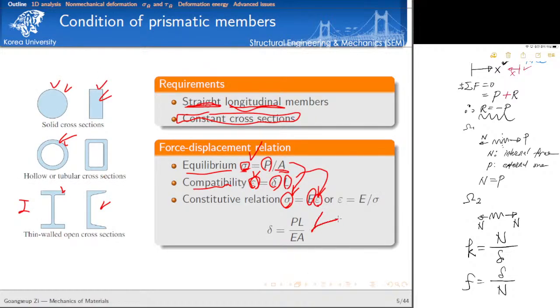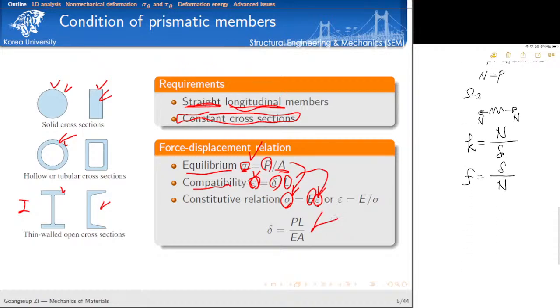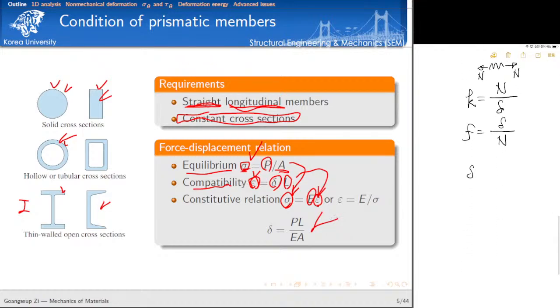And also, I'd like to change this equation too. In many textbooks it's written this way, PL over EA, but it is confusing. Make sure that here force P is certainly to measure the external force. The reason that I'm doing this is what? Look at the left hand side here. Delta is elongation, not the displacement, isn't it? So I'd like to correct this equation in this way.